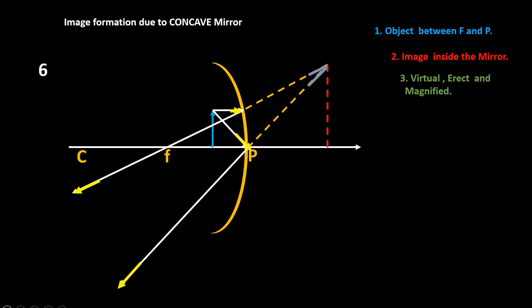So these are the 6 cases of image formation, and for drawing the ray diagrams, follow the yellow arrows that you have seen in the animation.